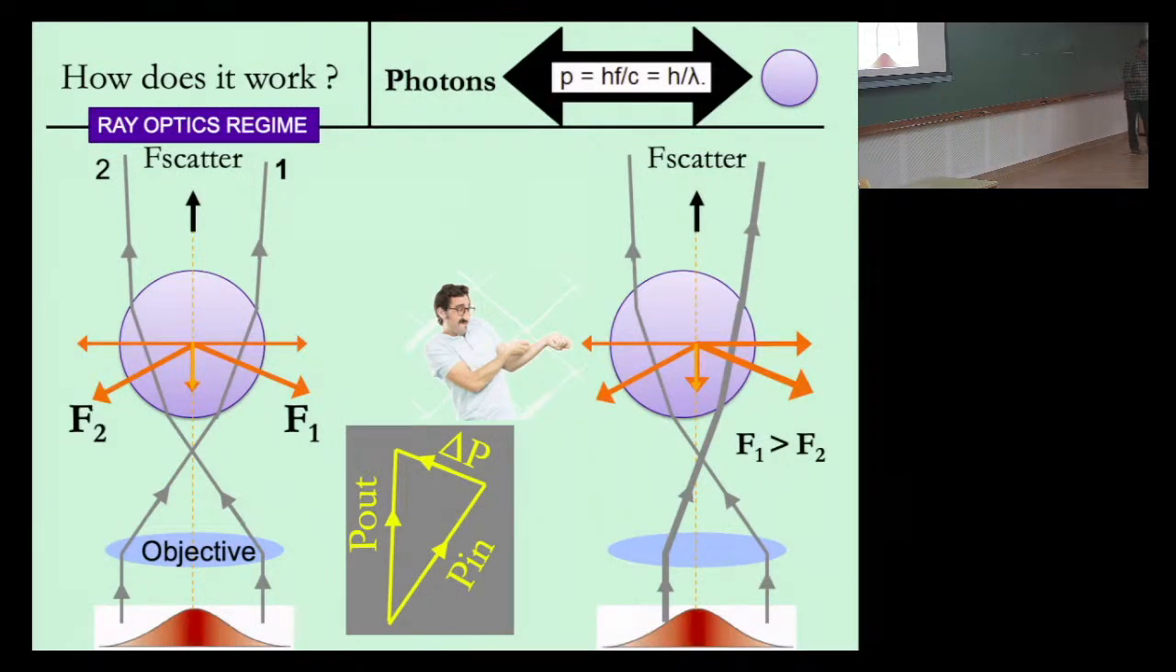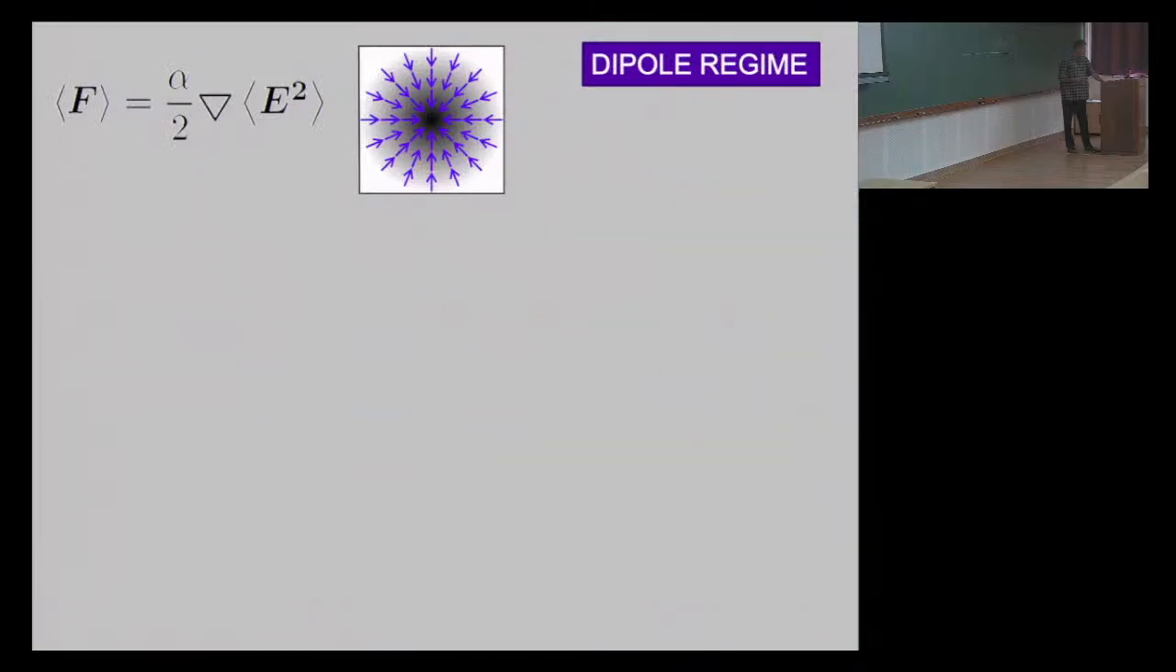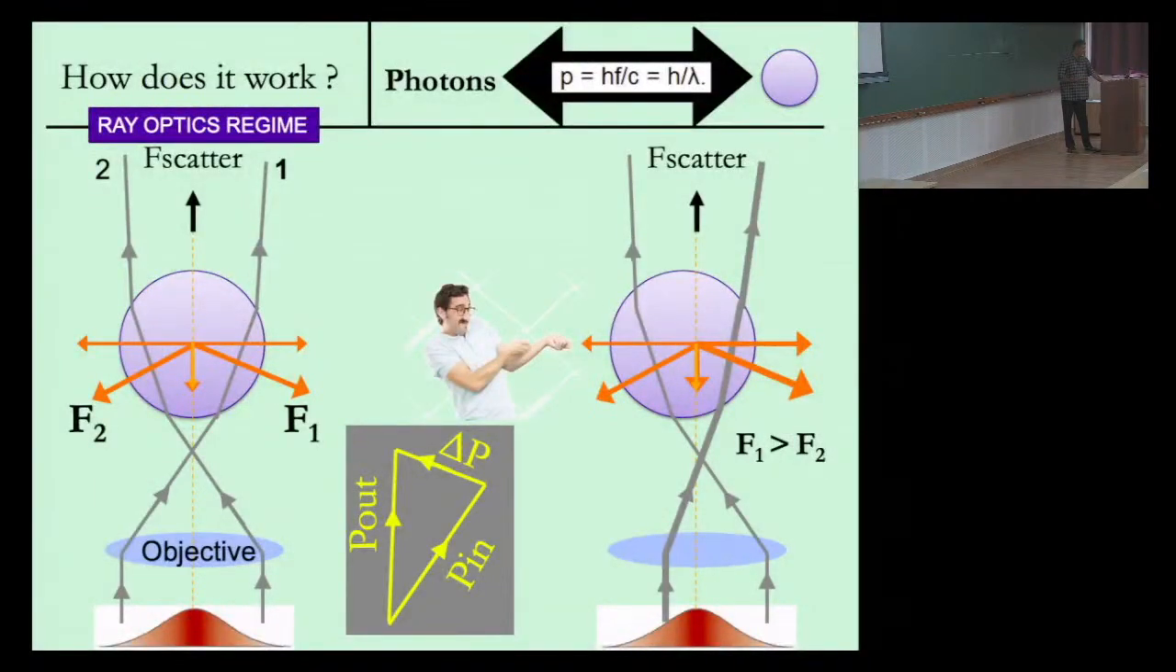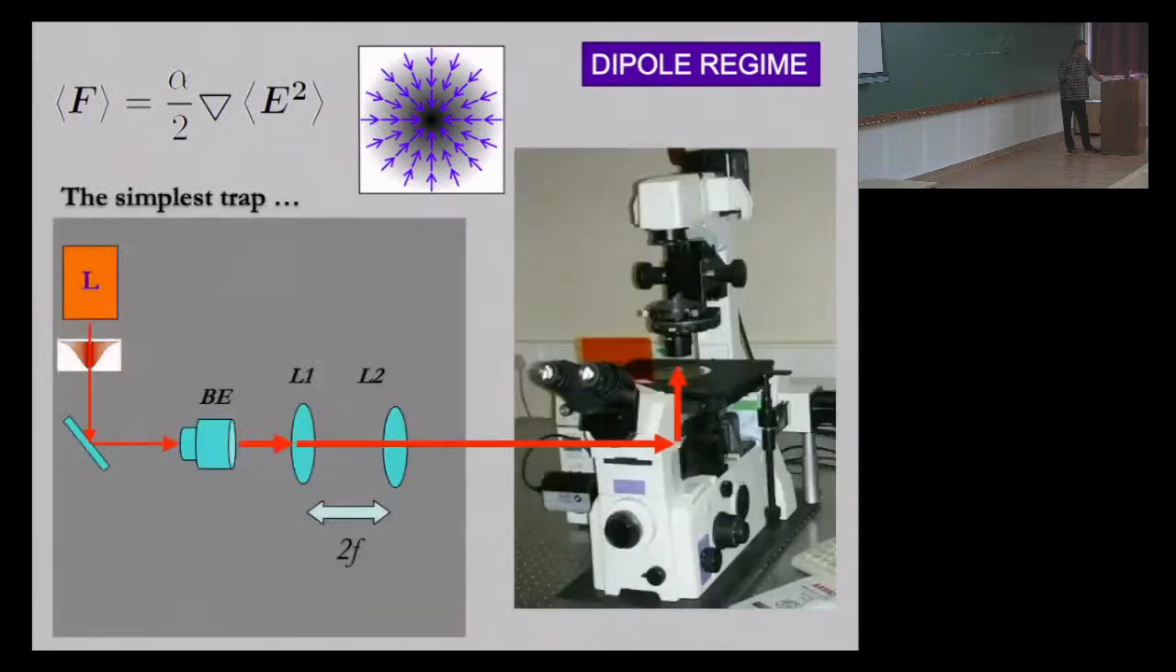Okay. All right. Was there something I'm forgetting? Yeah, there are other ways of explaining this. This was the ray optics regime, where it depends on the relative dimension between the wavelength of the light and the object that you are trapping. And there are other regimes where you can explain it with a dipole, but I will not get into that right now because of lack of time. So how do you actually make such an optical trap?